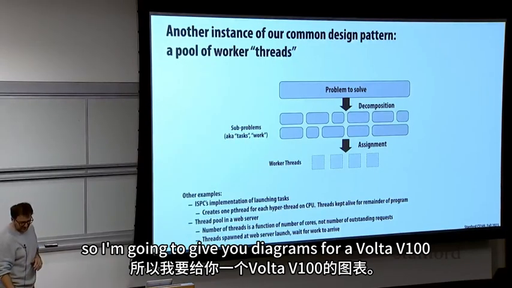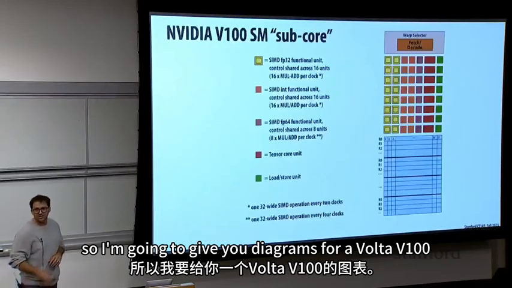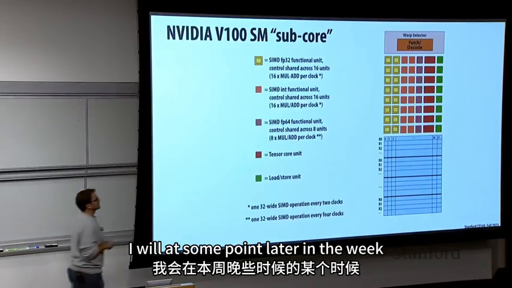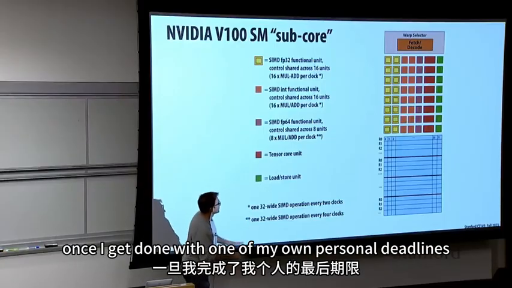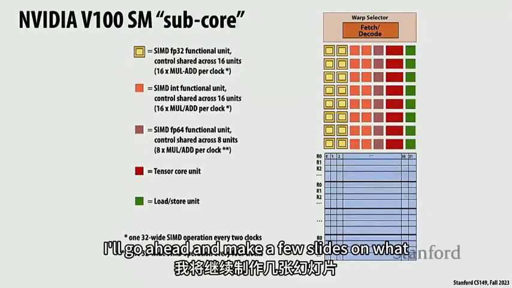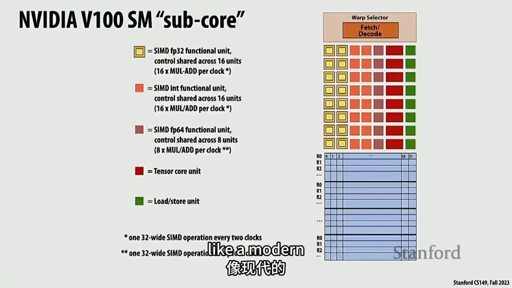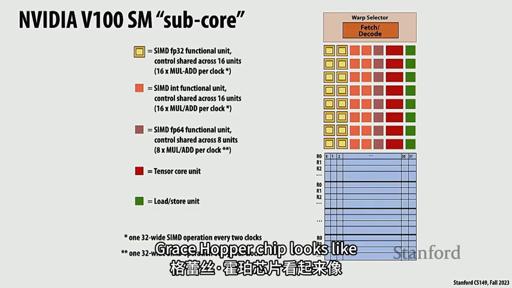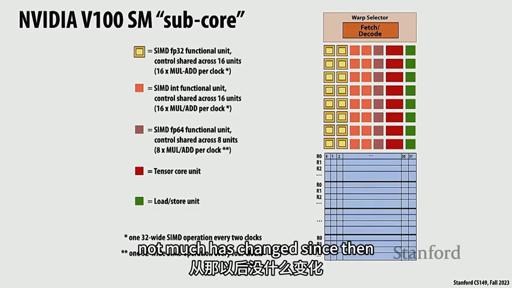So I'm going to give you diagrams for a Volta V100. At some point later in the week, once I get done with one of my own personal deadlines, and once you get into the CUDA assignment, just for kicks, I'll go ahead and make a few slides on what a modern Grace Hopper chip looks like. But it's pretty similar. Not much has changed since then.